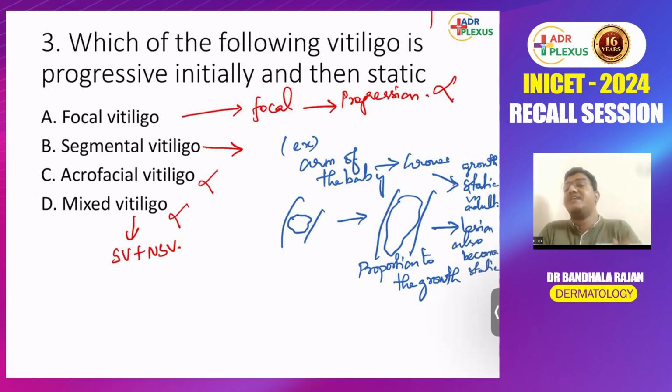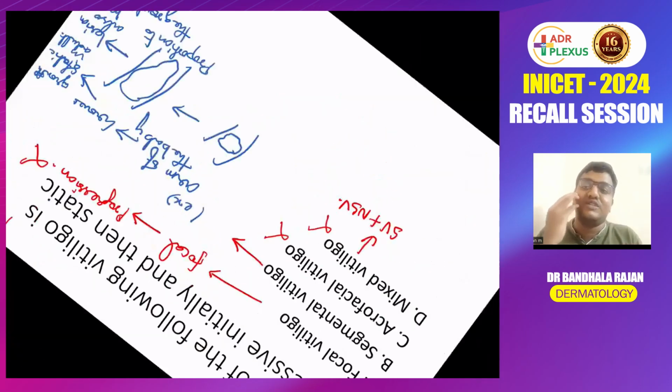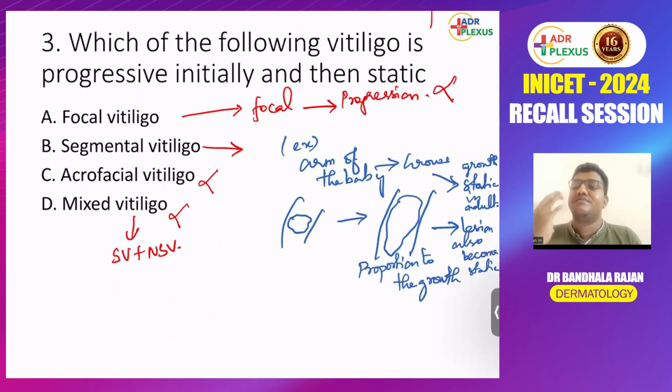Because segmental vitiligo involves only one particular region, it increases in size proportionally based on the growth of the baby. If it involves the cheek, and the baby increases in weight and size, the lesion also will increase up to a certain age. If the baby becomes an adult, there won't be much change, so the lesion also becomes static. So segmental vitiligo is the correct answer here.